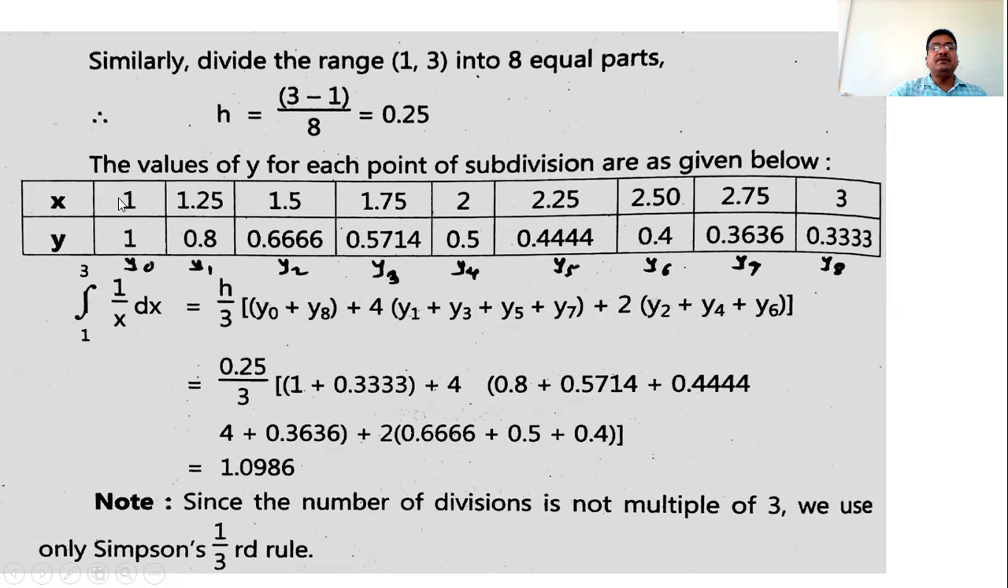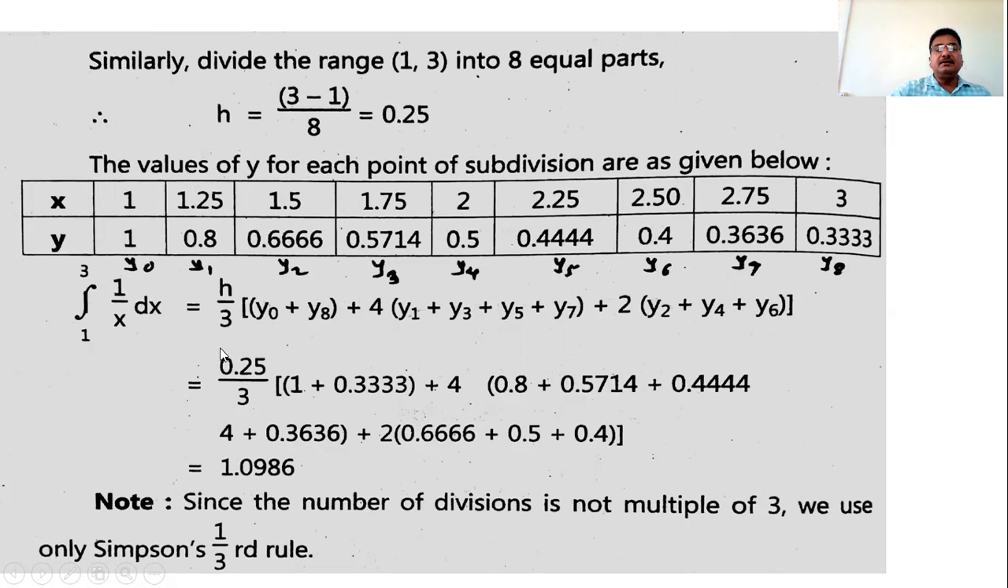So what is the first value of x? It is again the lower limit 1, and then add 0.25 each time. Then we get the next point. This is a plus h, a plus 2h, in this way. Okay, so we get the ninth point. The ninth value of x is 3. Actually the sub intervals are 8, and then find the value of y or f(x). So again y or f(x) is 1 by x, and then 1 by 1.25, and so on, we have these values.